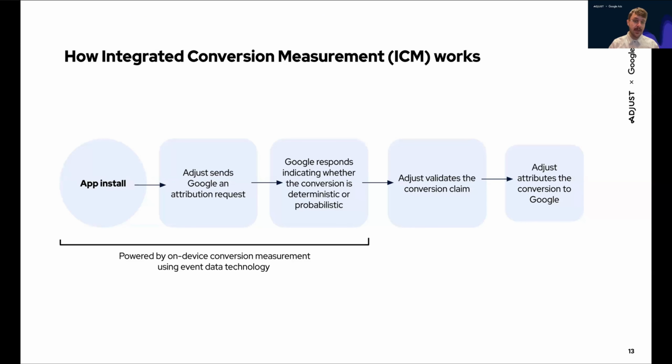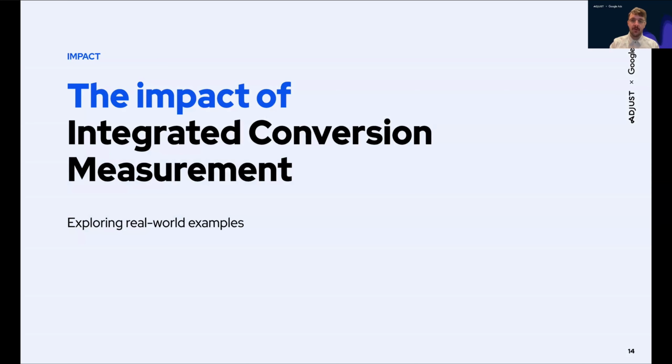The fourth step is that Adjust then validates the response using their proprietary algorithms. Finally, if the response is validated, the claim moves forward as a last click attribution, right? And then Adjust attributes the install to Google. Adjust then reports attribution to you, and it notifies Google that they've been credited with the install. So pretty simple steps overall.